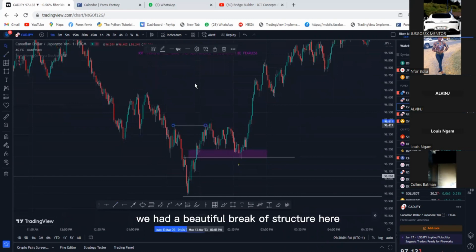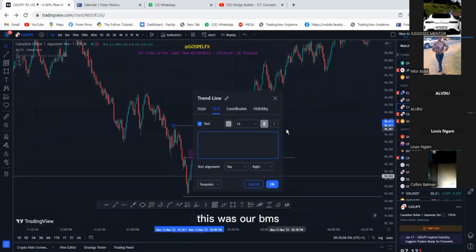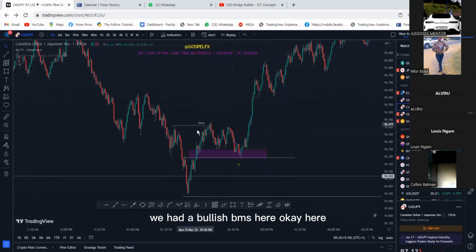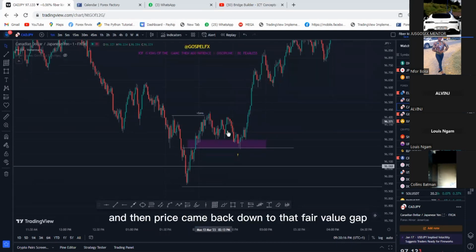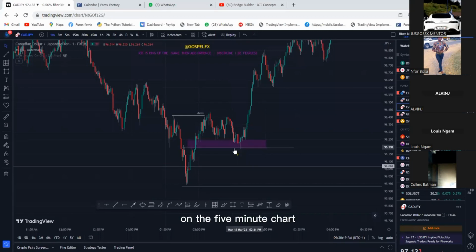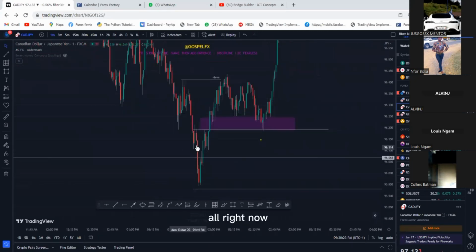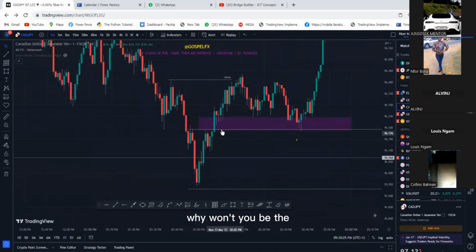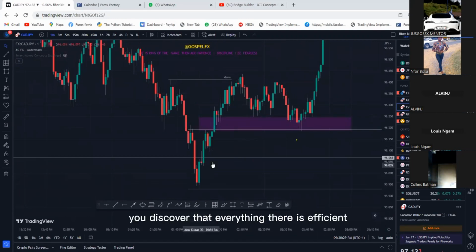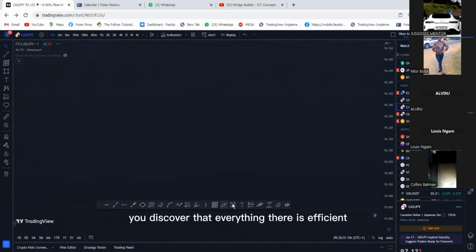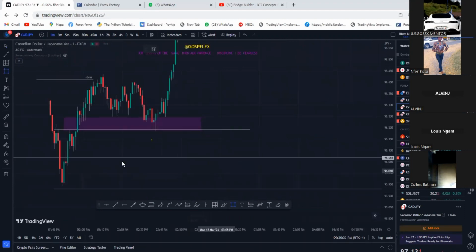So now when you look at it here on the 1 minute chart, you discover that we had a beautiful break of structure here. This was our BMS. That's a bullish BMS. We had a bullish BMS here, and then price came back down to that fair value gap on the 5 minute chart. Now why wouldn't you be expecting price to drop further down here again on the 1 minute? If you look here, you discover that everything here is efficient on the 1 minute chart.